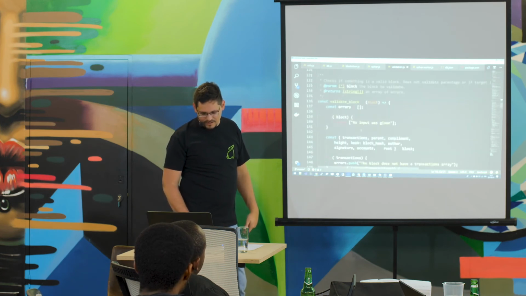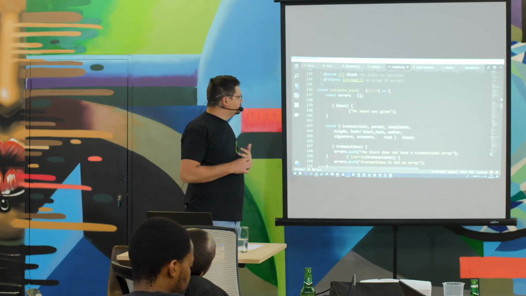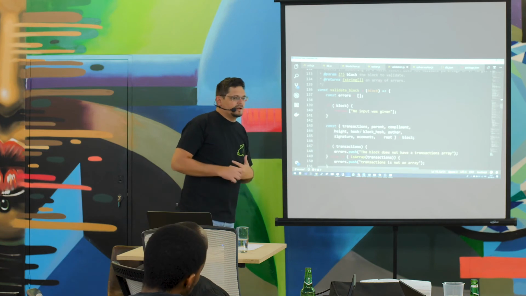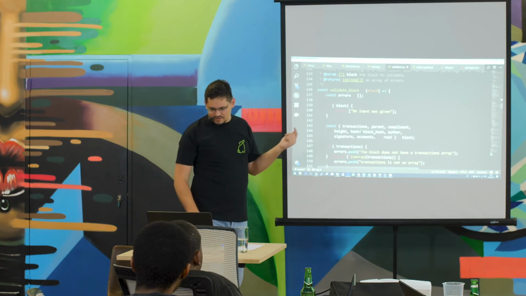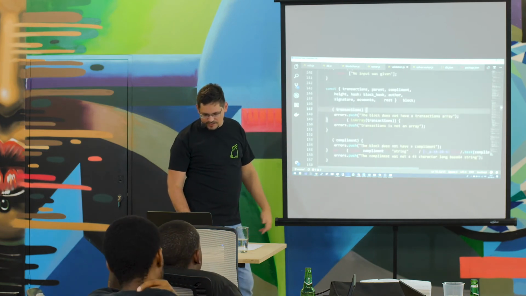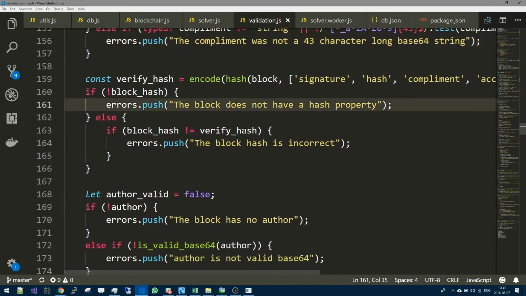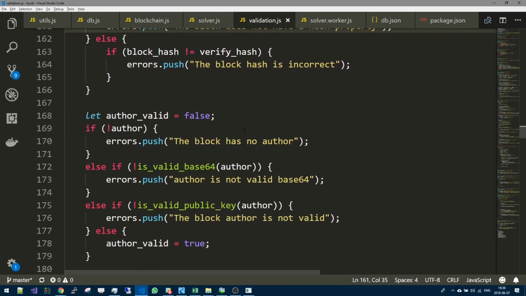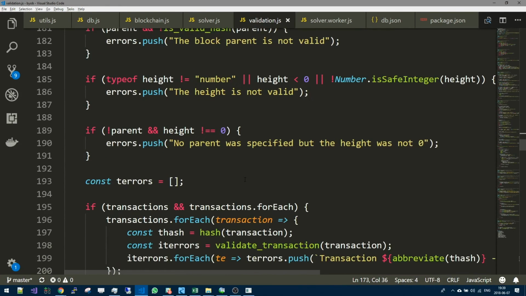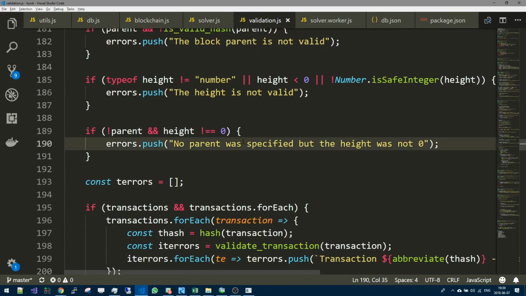Just hold on. Then we've got validate block, which validates a block. Now, let's look at the validations we've got here. It checks that there's a transactions array. It checks that there's a complement. It does some more checks. These are just basic checks. Does it have an author? Does it have a parent?